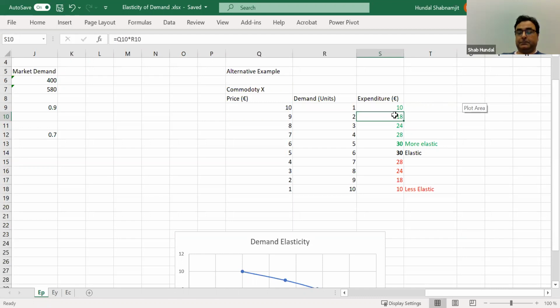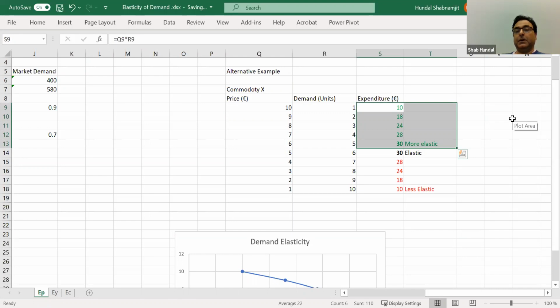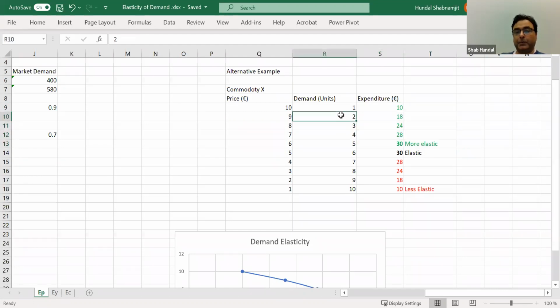And here you see the green part, just focus on the green part. Notice the Q column, the price column. The price is falling. When the price falls, people demand more. But people demand so much more that their overall expenditure is increasing. Can you see here? The price is dropping, but people's expenditure is increasing.